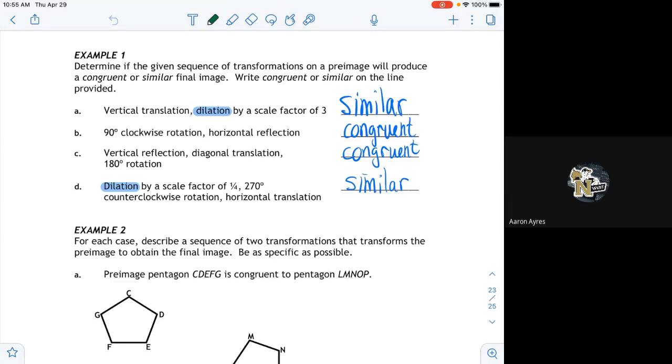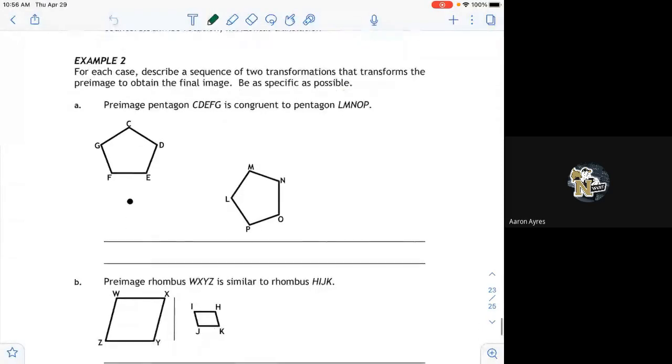Okay? All right. So something else we have to train our eyes to do is to look at a picture like on problem 2A here, okay, and determine what transformations I did on the pre-image to get the final image. All right? Kind of like what you were doing a little bit with Fire Up today.